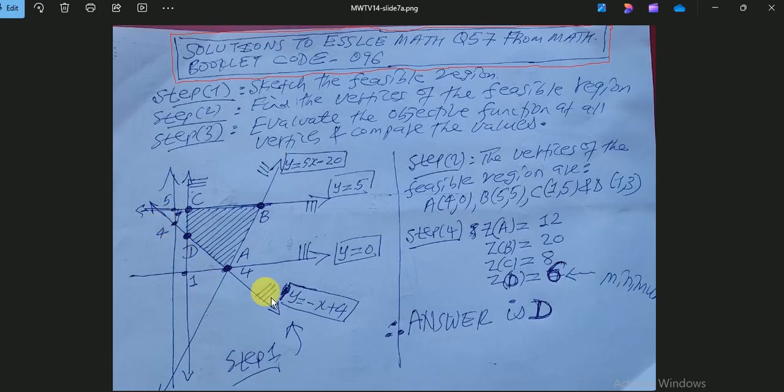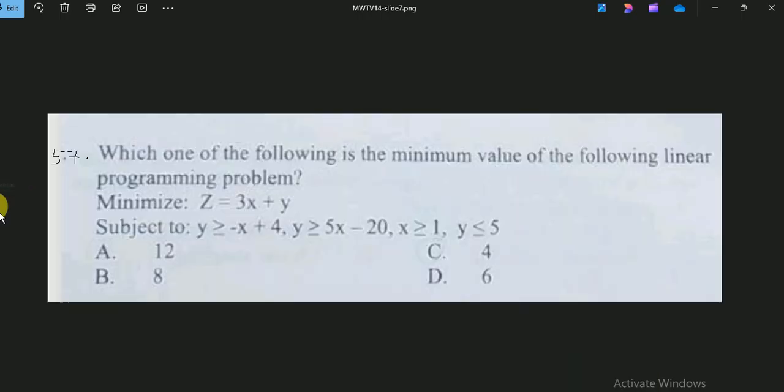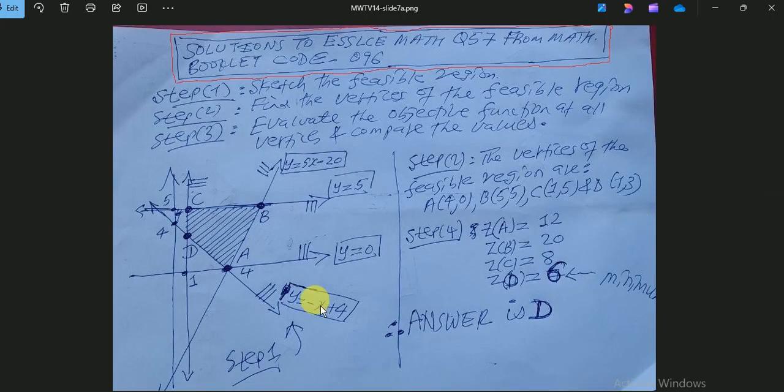Then we get lines, different lines. After that, sketch each inequality separately. For example, y greater than or equal to negative x plus 4: y equal to negative x plus 4 is this line, and when it is greater than or equal to negative x plus 4, it should lie to one side of this line, part of the plane to one side of this line, meaning part of the plane below this line or above this line. It is above this line in this case.